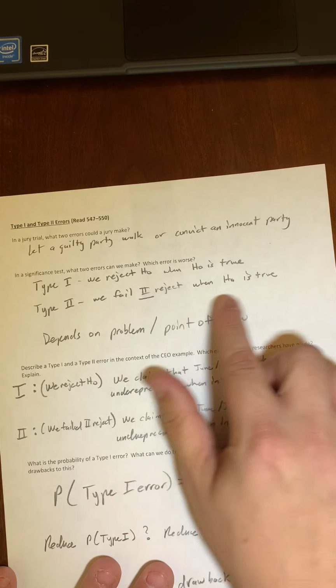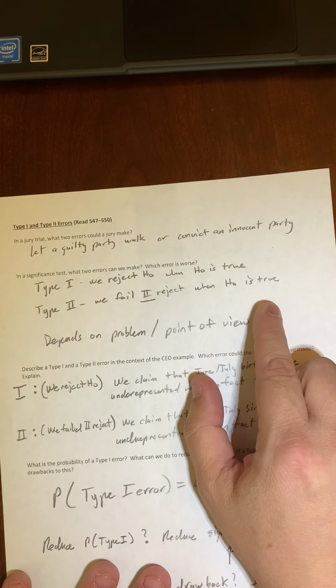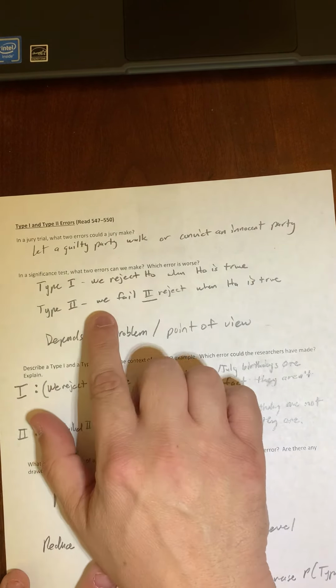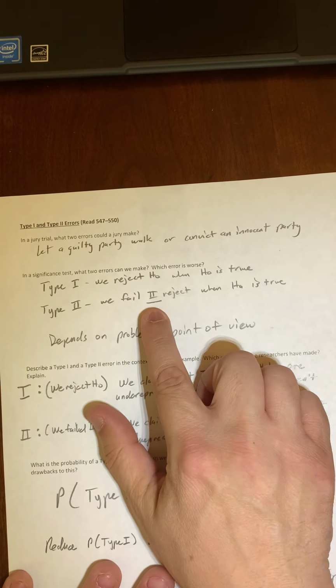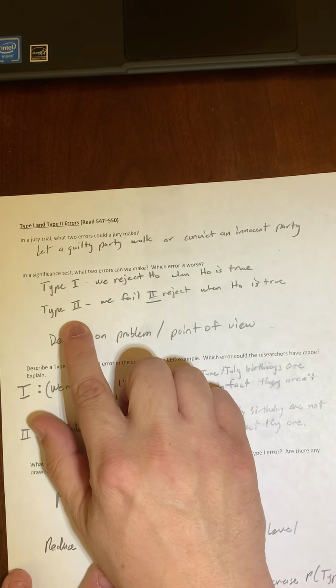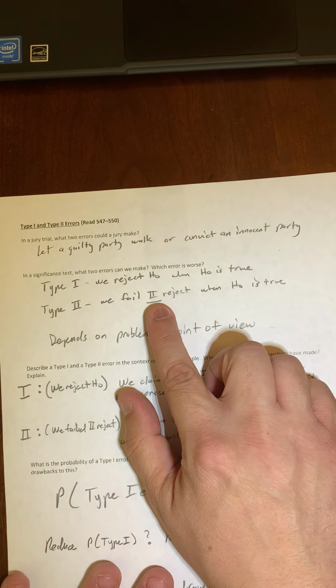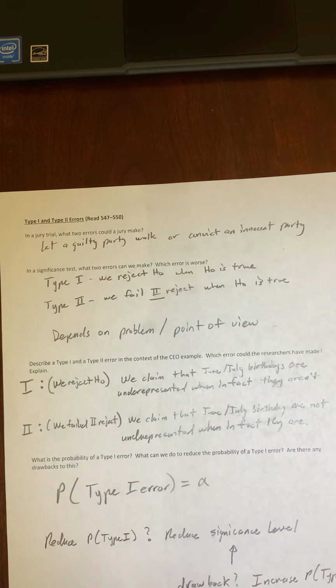That's how it works sometimes with collecting data. Type 2 is when we fail to reject, and in fact, we should have. The only way I keep these straight is fail to reject: you see, I use the Roman numeral 2. Type 2, fail to reject. That's all I got for you. And then which one's worse? It depends on the problem. Now, with that, a lot of times it's insanely obvious.